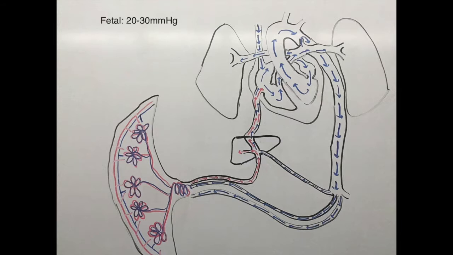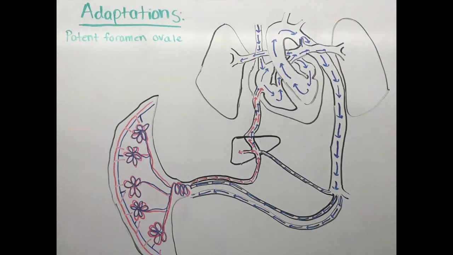The partial pressure of oxygen in fetal blood is 20 to 30 millimeters of mercury compared to 100 millimeters of mercury in adult blood. Here is an overview of the adaptations present in fetal circulation. We have the patent foramen ovale, which is a connection between the right and left atriums of the heart. There is also the ductus arteriosus, the connection between the pulmonary artery and the aorta.